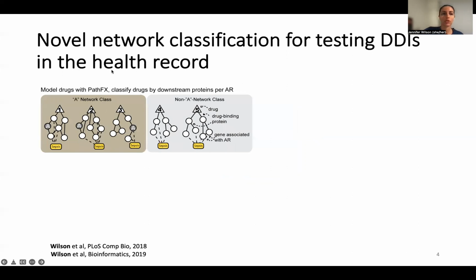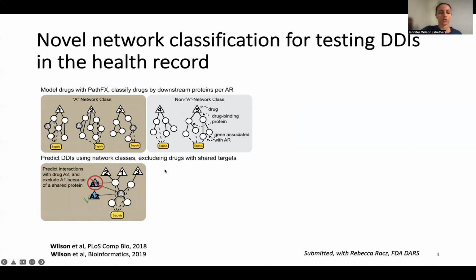What we did is we came up with this novel network classification method where on the top left, in the brown box, we modeled 5 different drugs. 3 of them are on the left and 4 and 5 are on the right. We modeled them with the PathFX algorithm, which I can't talk about in this recording, but I'm happy to talk about in the Q&A. Drugs 1, 2, and 3 were all connected to sepsis using downstream protein interactions, but they had a common protein in their network. So they became the A network class, where drugs 4 and 5 were associated with sepsis, but they didn't have protein A in their network.